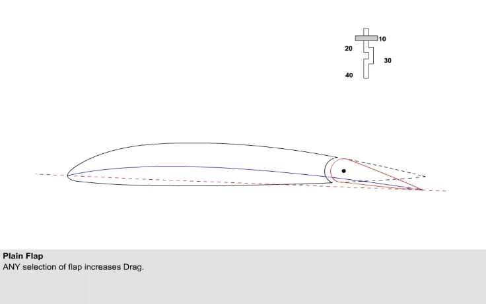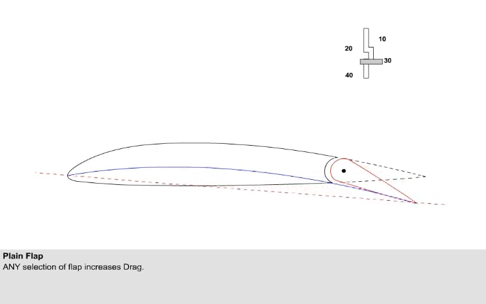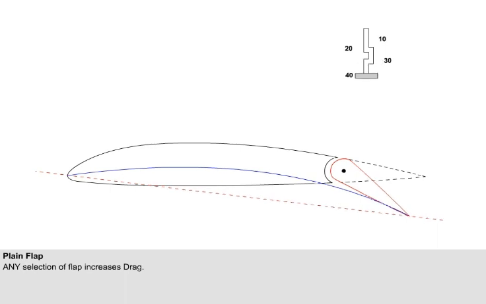Prior to landing, flaps should be selected in small increments, and 10 degrees will be the initial selection. It should be noted that any amount of flap will increase drag. The significance of this fact will be explained later. Further flap selection will continue to increase CLmax.